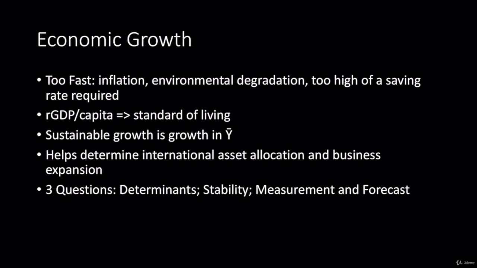So with that in mind, we need to start thinking about GDP in terms of GDP per capita to understand standards of living, how much output or income per person, in order to find a sustainable growth rate. And this will help us understand what economies are doing better or worse than others in order for us to determine whether or not we should expand in those countries or allocate our investments to those countries. So the main questions are: what are the determinants of sustainable economic growth? Are these determinants stable? And how do we measure sustainable growth, and how do we forecast it?